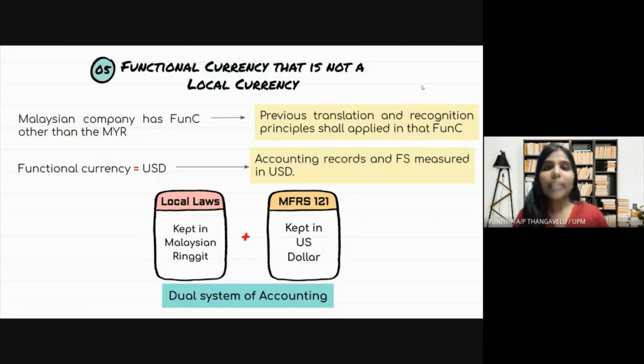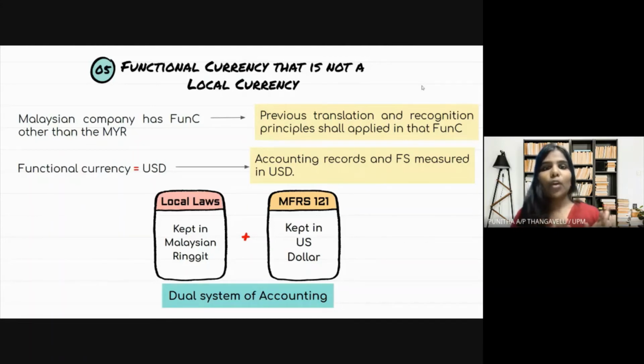Thank you, Xingxi. Now I will present about functional currency that is not a local currency. If a Malaysian company has a functional currency other than the Malaysian ringgit, the above translation and recognition principles should be applied in that functional currency as well. For example, if the functional currency is US dollar, then the results of the statement of profit or loss, other comprehensive income, and statement of financial position should be measured in US dollar as well. Logically, the accounting record should be kept in US dollar.